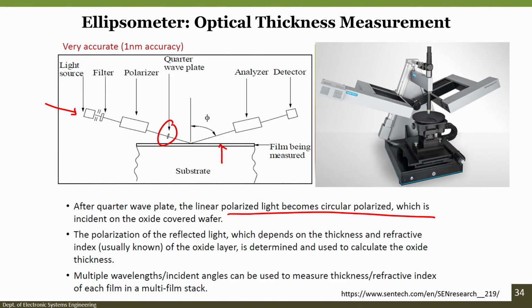The polarization of the reflected light, which depends on the thickness and refractive index of the oxide layer, is used to calculate the oxide thickness. And finally, multiple wavelengths or incident angles can be used to measure the thickness of each film. The only disadvantage here is that for some of the metal films, the thickness cannot be determined.